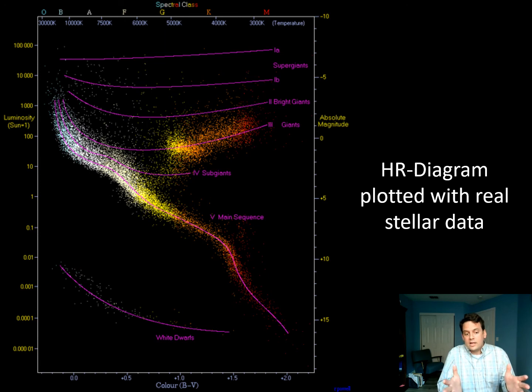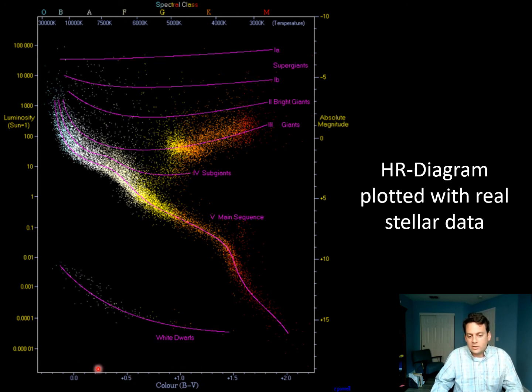And so, I told you that you would see some schematics of the HR diagram and some real data. Well, this is a real life HR diagram plotted with real stellar data. You'll see here on the vertical axis it is luminosity plotted in units of the sun's luminosity, again, as is typical. As I mentioned, the horizontal axis here is different. It's not temperature.